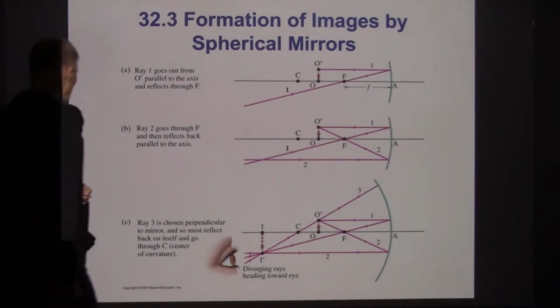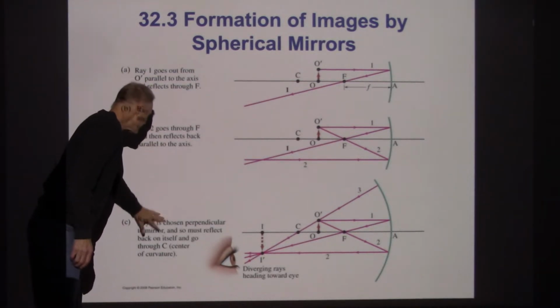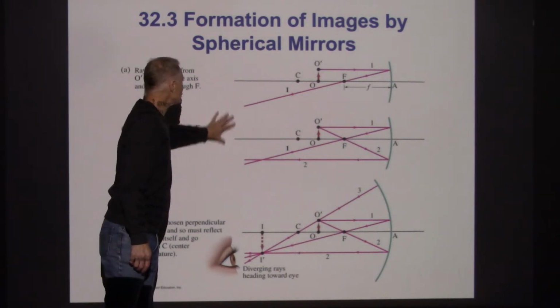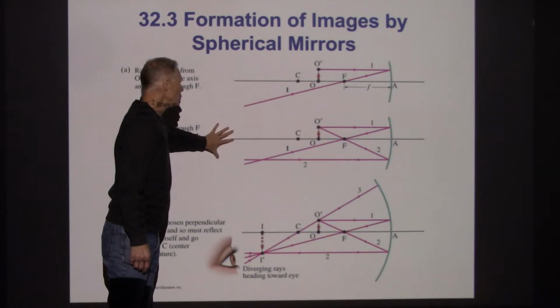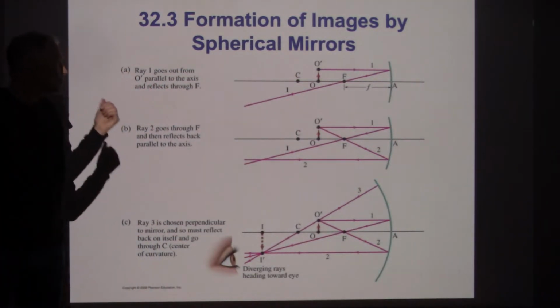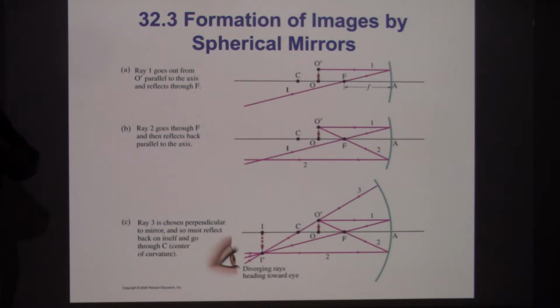All right. So those are the three lines that are easiest. And I'm going to go with these first two and say by the time you've got these two drawn, just using the focal point itself, not using the center of curvature, you've already got the image figured out.